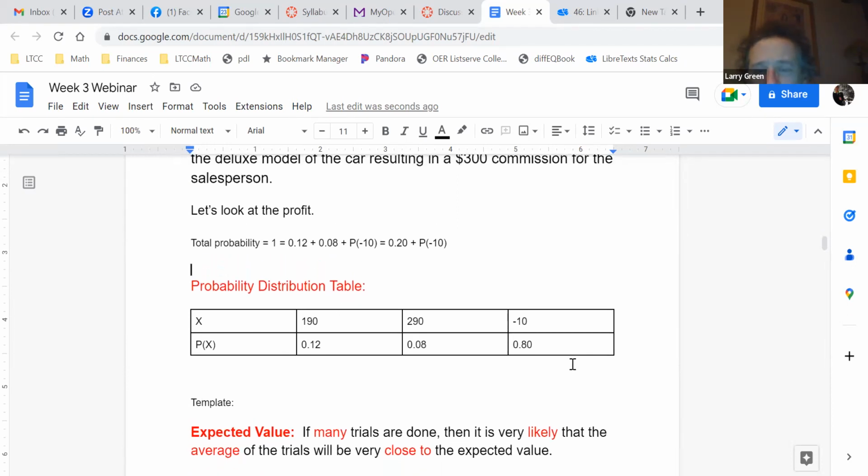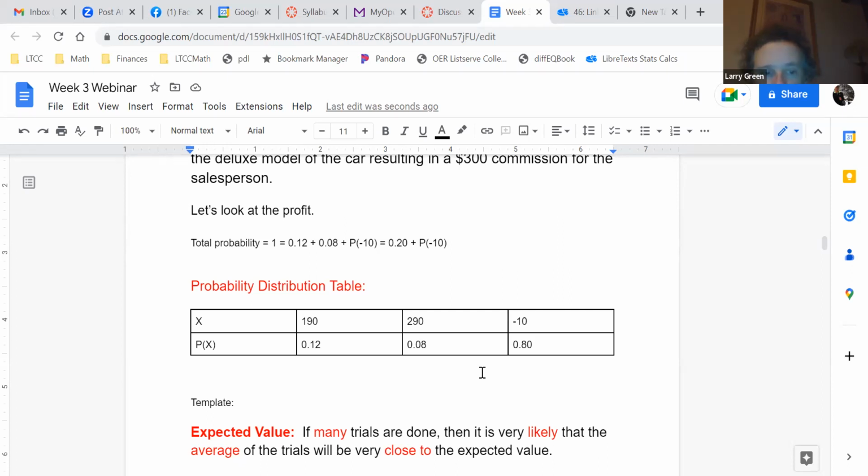All right. So what we want is what's called the expected value. This is a nice table, but we want to think about what does it tell the salesperson? Is this a good plan? Because that's really what this is all about: you look at the probability or look at the data, and then you make decisions based on it.